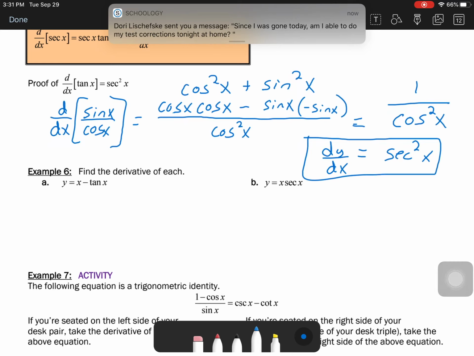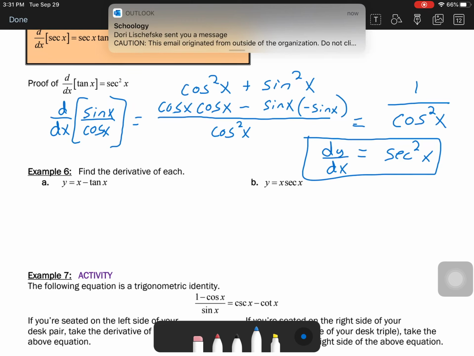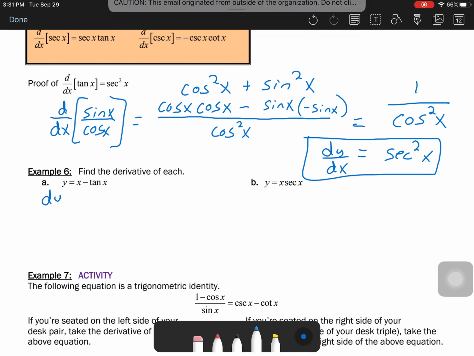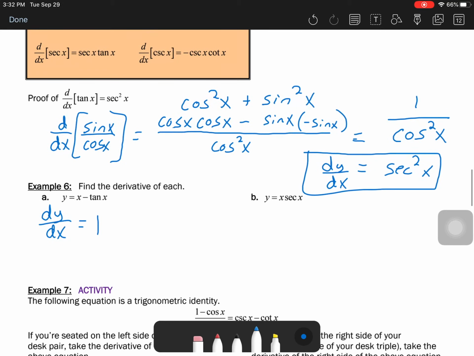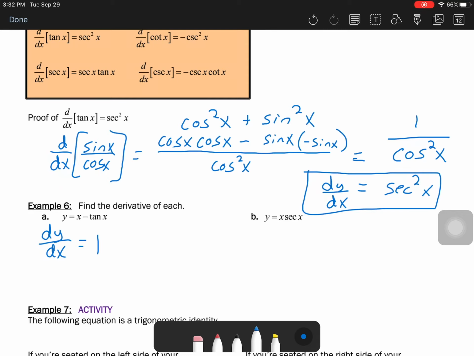So it says find the derivative of each, and what we want to do here is just basically apply the rules that we know. So dy/dx. Derivative of x is just 1, and derivative of tangent of x, remember that one? So that's our secant squared that we just did. So it'd be minus secant squared of x, and so that's all we'd have for that one.